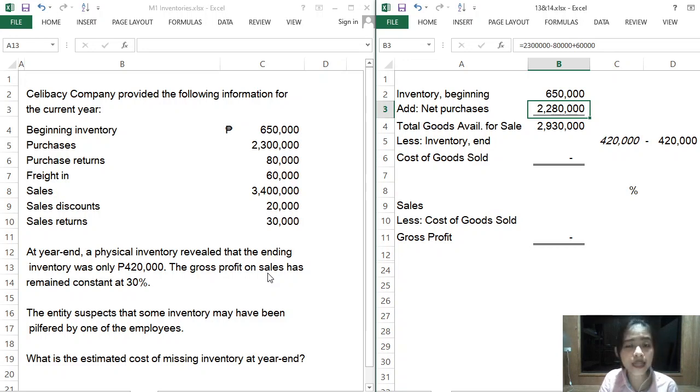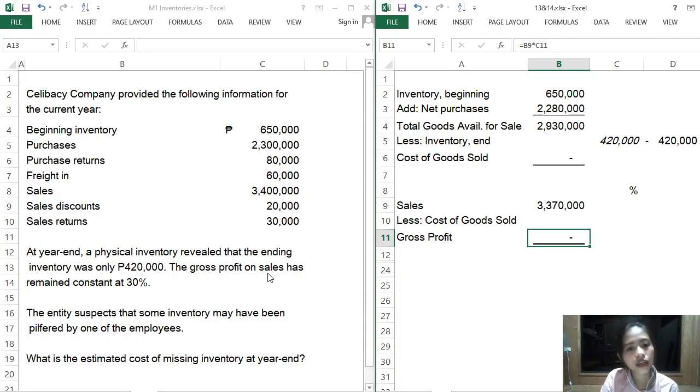Sa net purchases, wala naman tayong problema kasi returns lang naman ang binigay ng data. But the sales, we have discounts. Again, ignore. So, that would be 3,400 minus 30,000 na returns. So, actually, we have 3.37 million net sales. And our cost of goods sold, that's something that we are going to compute. And the gross profit eventually.